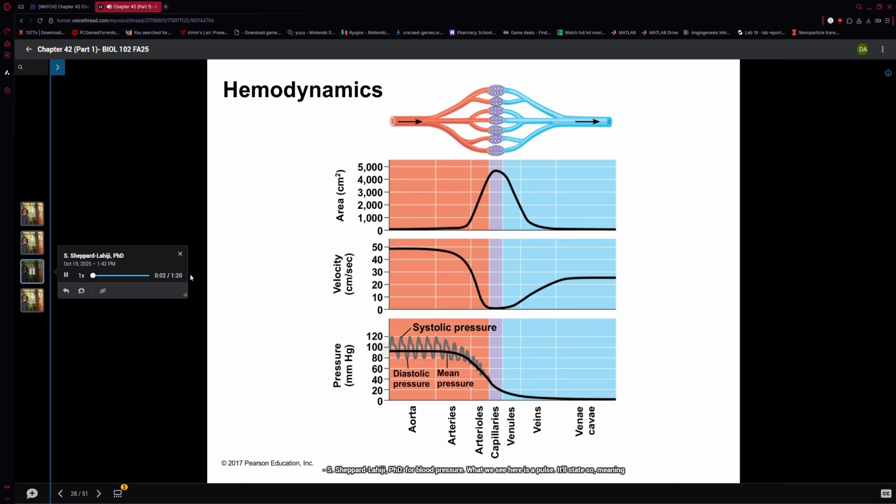For blood pressure, what we see here is a pulsatile state, meaning that it goes down and up and down and up in a regular fashion. The peak is generated by ventricular contraction, and that's the systolic pressure. During diastole relaxation, the aortic valve closes. That's going to prevent blood flowing back into the heart.